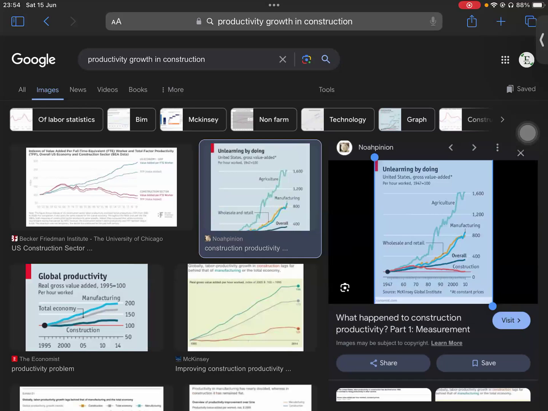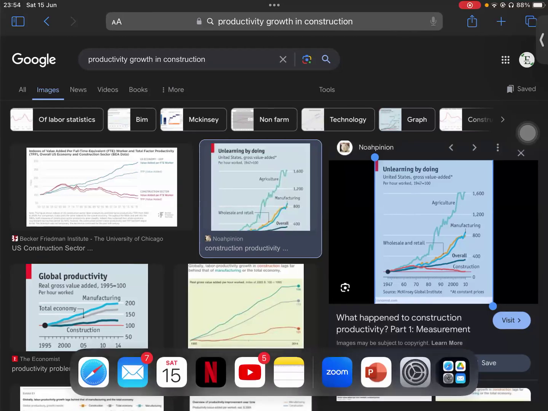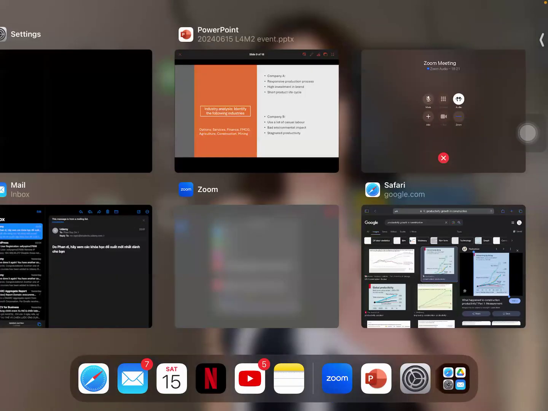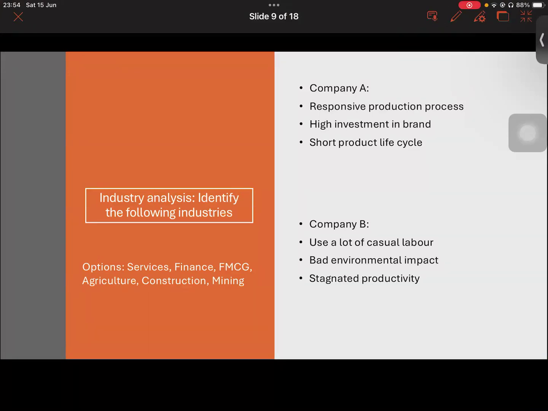Okay, and this is the figure from the Economist and McKinsey. So you see that agriculture is absolutely not stagnated at all. Manufacturing is not stagnated. The thing is, construction is decreasing. So just like with mining, construction also faces the problem of productivity stagnation. Okay, they are not growing in productivity, and that is not a good thing.